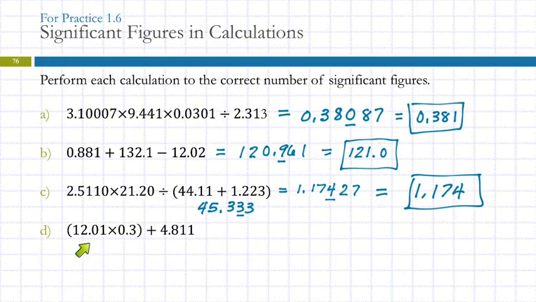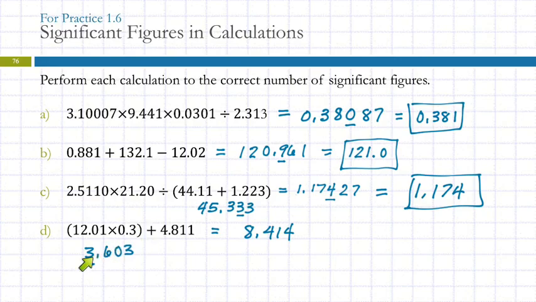Last one, this one's similar, but now because of the parentheses, we need to do the multiplying first. 12.01 times 0.3. So that gives us 3.603. How many sig figs in that result? 1, because we multiply by 0.3. So that has 1 sig fig. I take that and I add the 4.811. And the calculator gives me 8.414.